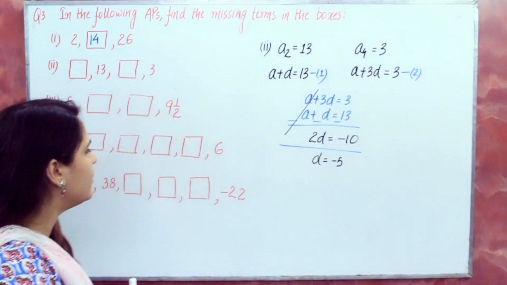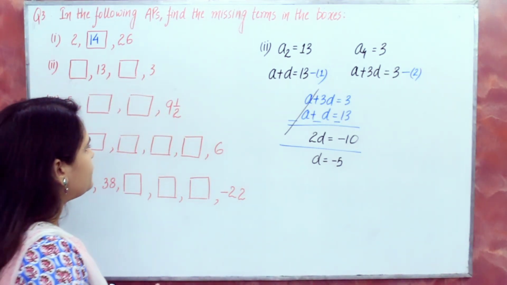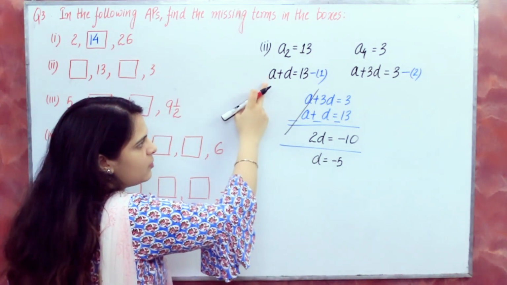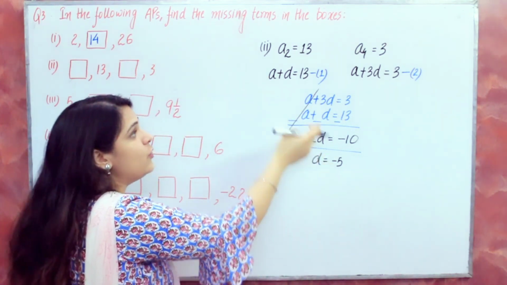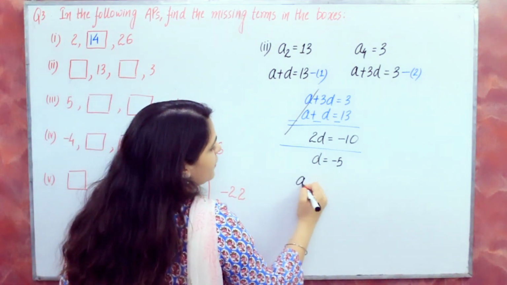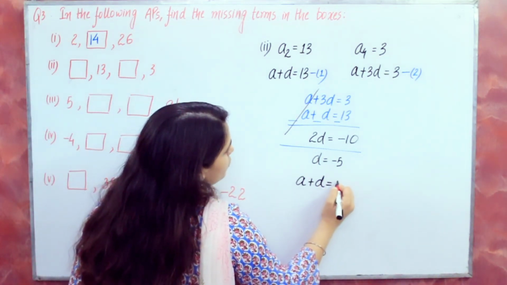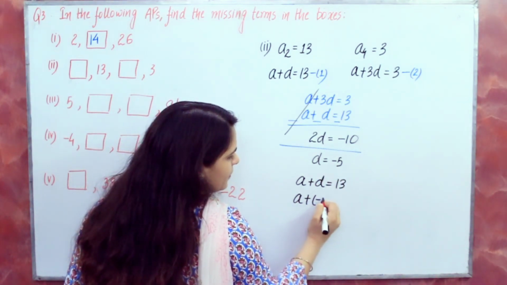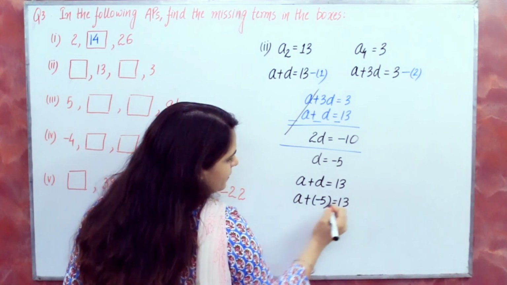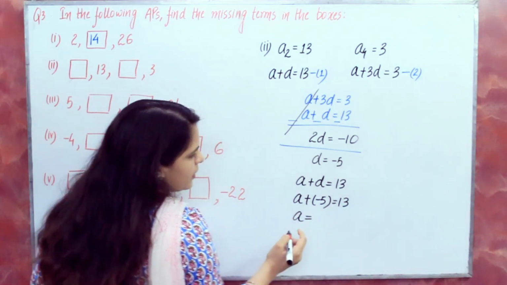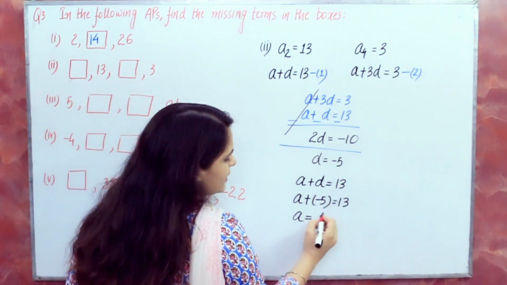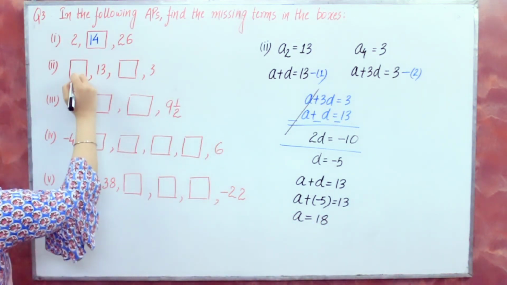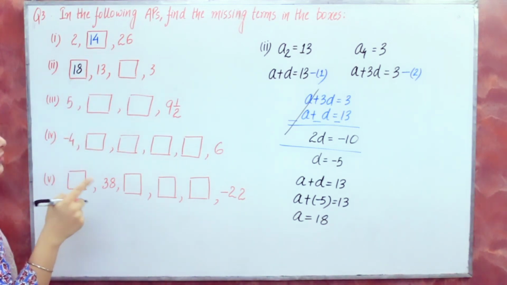Now we have common difference minus 5, and this way you can find the value of our first term also by substituting this value in first equation. Our first equation is a plus d is equal to 13. So, a plus the value of d, minus 5, is equal to 13. You can shift this minus 5 to RHS, so this will become 18. So our first term is equal to 18 and the common difference is minus 5.